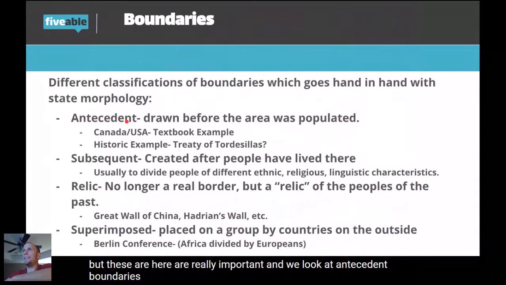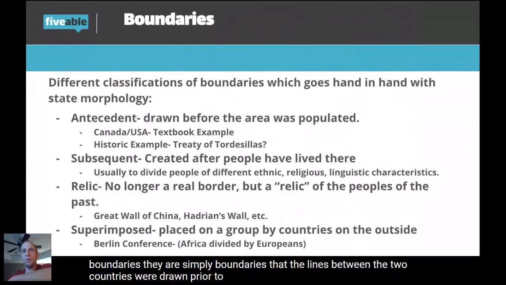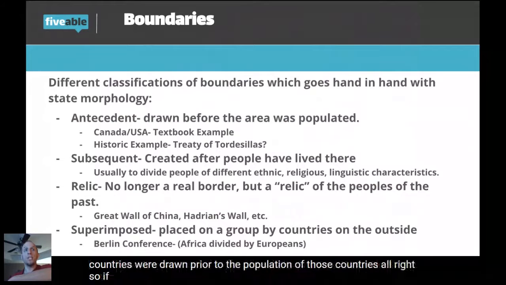And when you look at antecedent boundaries, they are simply boundaries where the lines between the two countries were drawn prior to the population of those countries. All right.